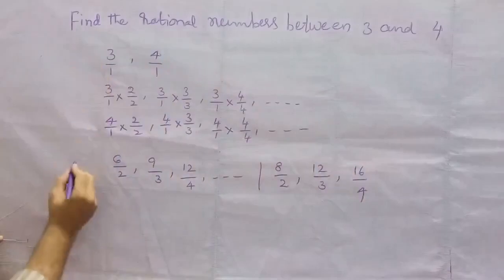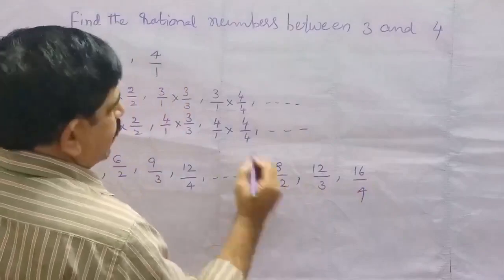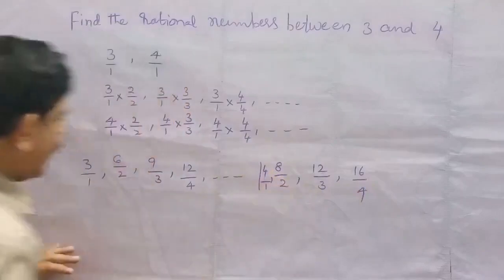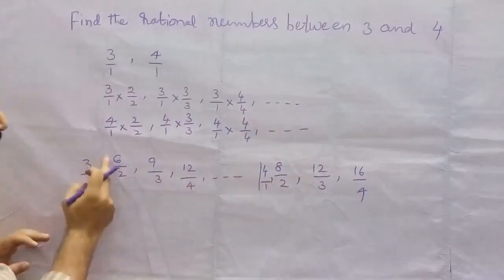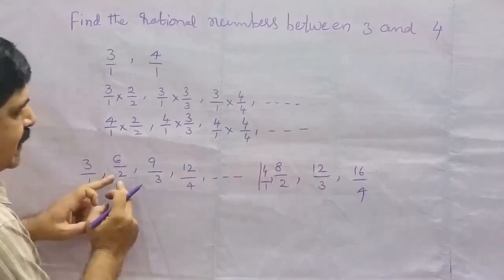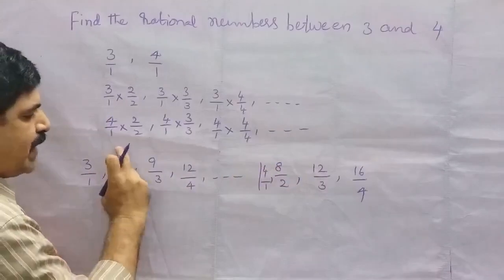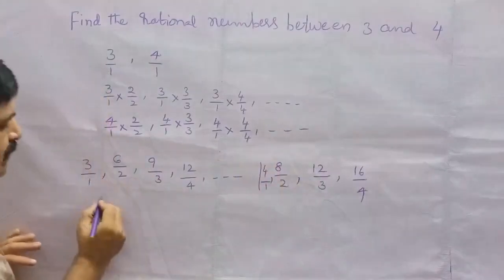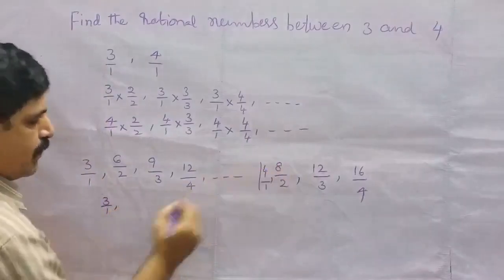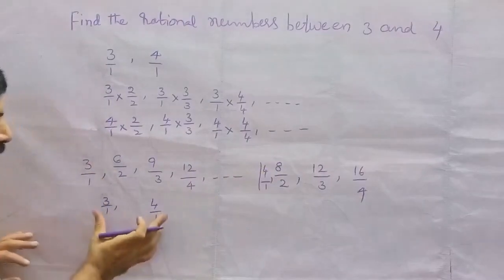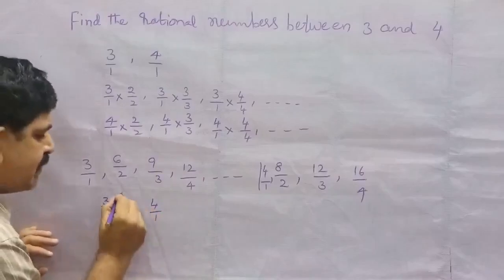Okay. Now first one 3 by 1, next 4 by 1. Now we have to write the rational number between 3 and 4. Suppose here 6 by 2 and 8 by 2. What is the rational number between 6 by 2 and 8 by 2? It is 7 by 2. So the rational number between 3 by 1 and 4 by 1 is 7 by 2. So this is the first pair.